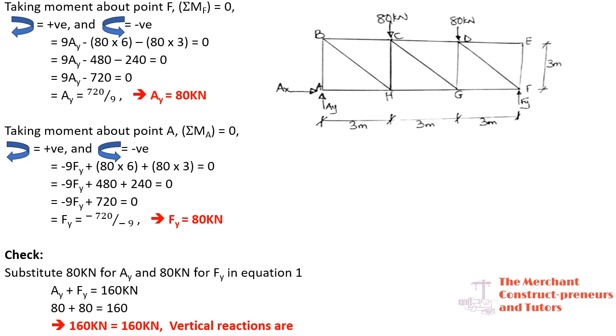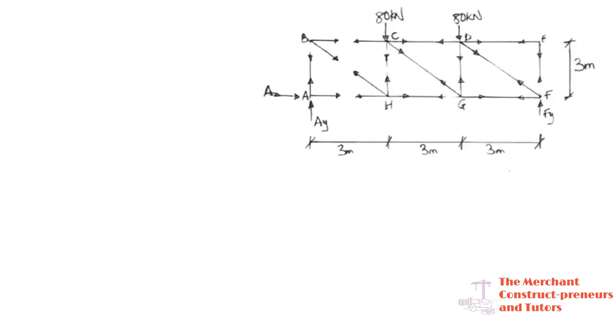So after imputing the values, you see that they are satisfactory and it's okay. So we move to the first section that we've cut. This is the diagram. We are cutting into 3 sections. So this is the first section, divided by the vertical direction, and then we have BC divided into 2, BH divided into 2, AH divided into 2.